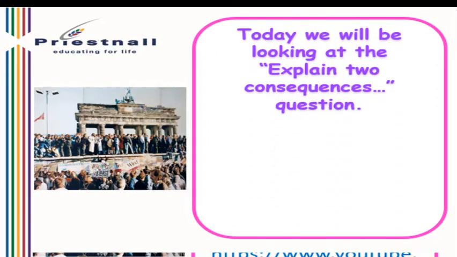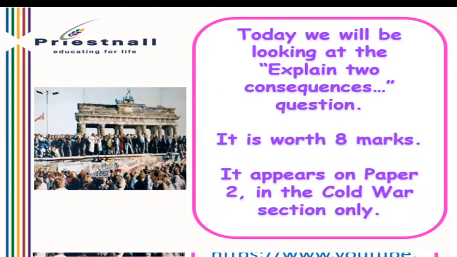So today we're going to be looking at the explain the consequences question. This question is worth 8 marks and it appears on Paper 2 in the Cold War section only. All of the 3 questions on the Cold War section are completely different from what's on the other papers. Okay, so they're completely new ones. So we're going to be having a look at them, breaking them down in detail.